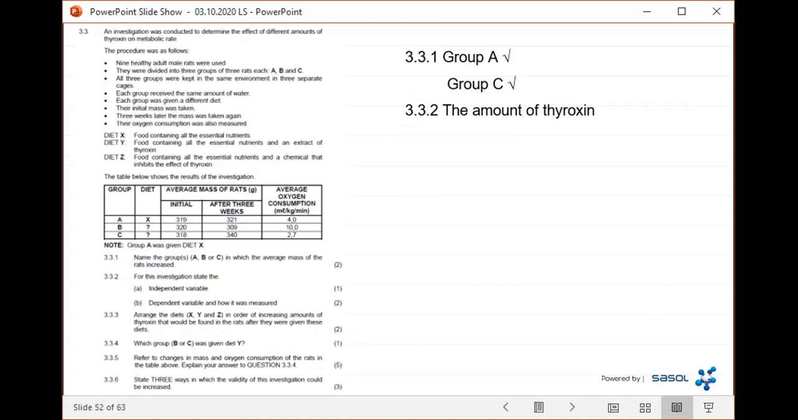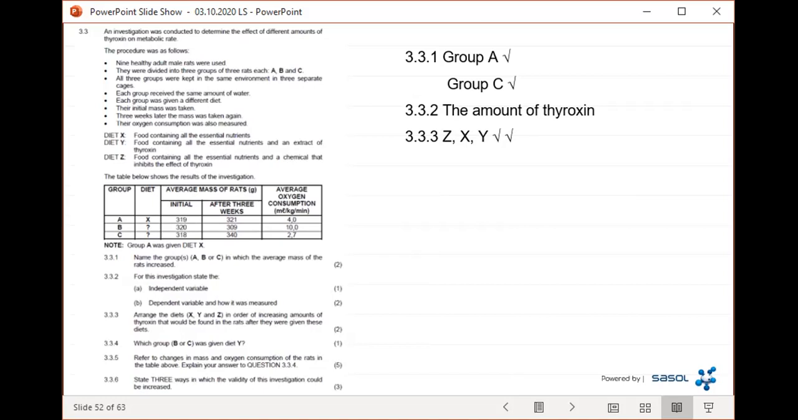So firstly, we would have diet Z. Why? Because diet Z contains all essential nutrients and a chemical that inhibits the effect of thyroxine. Then we have diet X, and finally we have diet Y, which is food containing all the essential nutrients. And that would be for 2 marks. So you just need to put them in the correct order and you'd get your 2 marks.